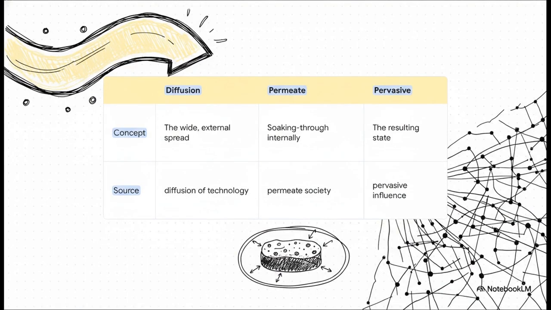All right, and this is where it all comes together. This is the key takeaway for these three words. Think of it like a journey. Diffusion is the first step, the big external spread. Then permeate is the next step, that deep internal soaking in process. And finally, pervasive is the destination, the final state where it's just everywhere. See how one leads right into the next? It's a great little sequence.